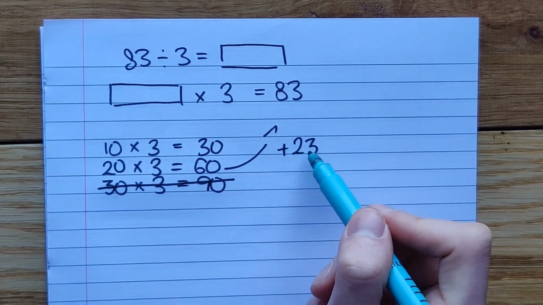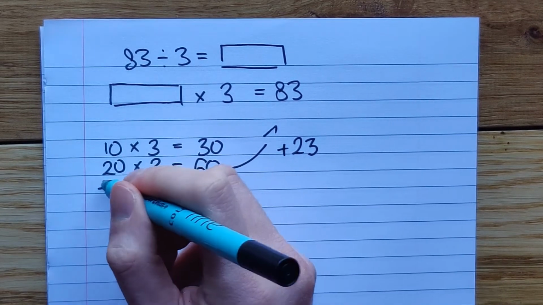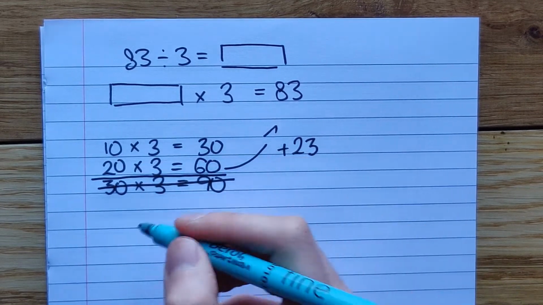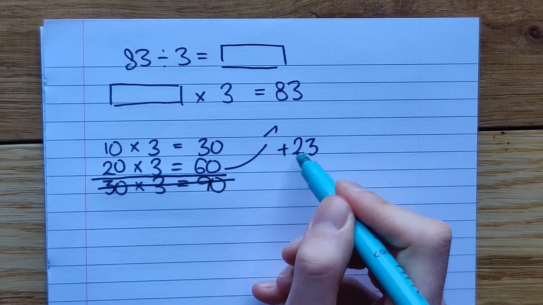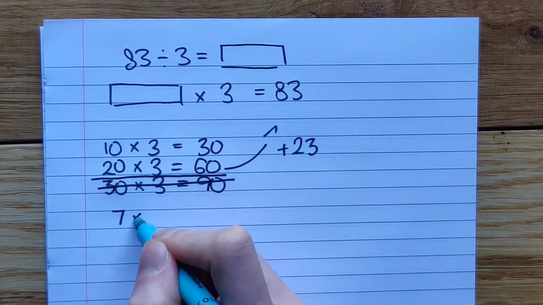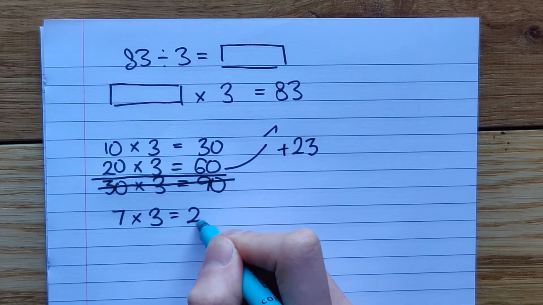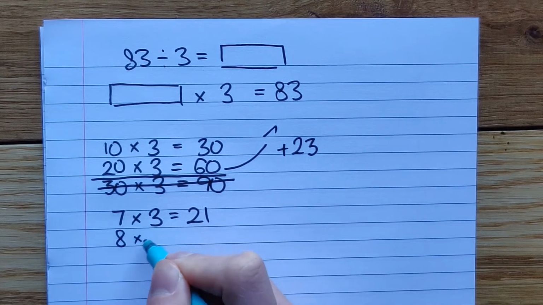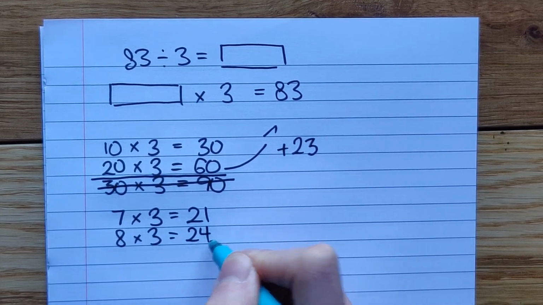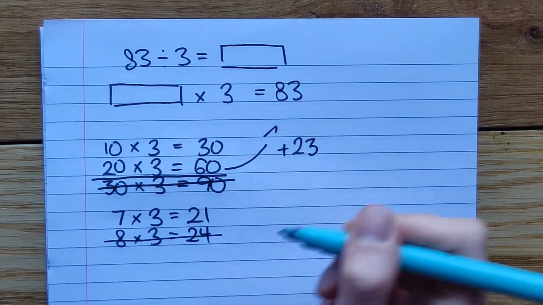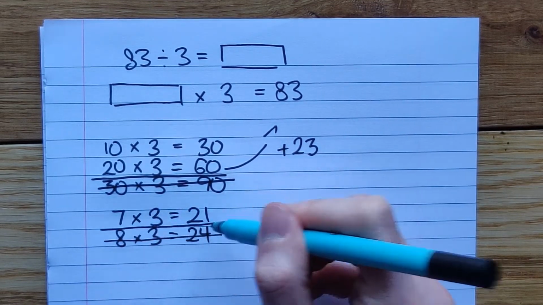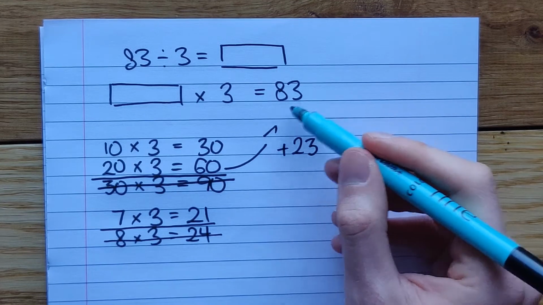So how many times is 3 going to go into that 23? Well, you should know if we know our 3 times table. 7 times 3 is 21. 8 times 3 would have been 24, but that's bigger than what we want. We want to go up to, but not over the 83.